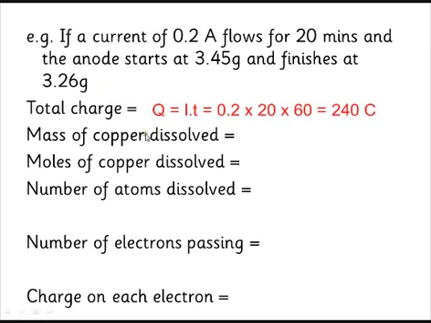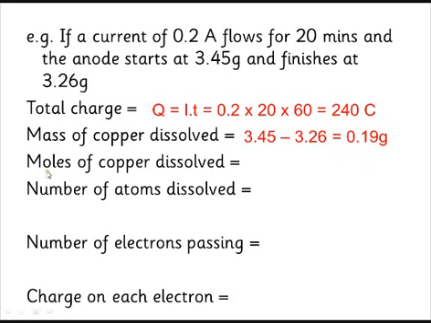So the total charge that's flowed, the charge Q, is the current I times the time. So here's the current, 0.2 amps. Here's the time, 20 minutes, but we've multiplied by the 60 to turn into seconds. So we've got 240 coulombs of charge. We can work out the mass of copper that's dissolved by doing the difference in the mass at the start and the mass at the end. So we've got 0.19 grams of copper that's dissolved.